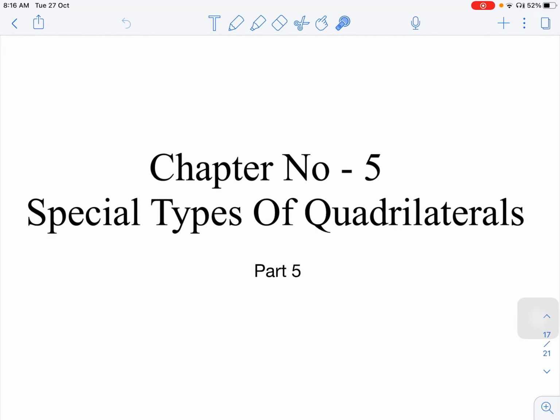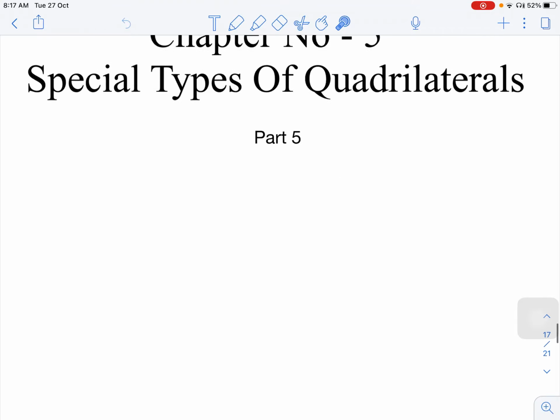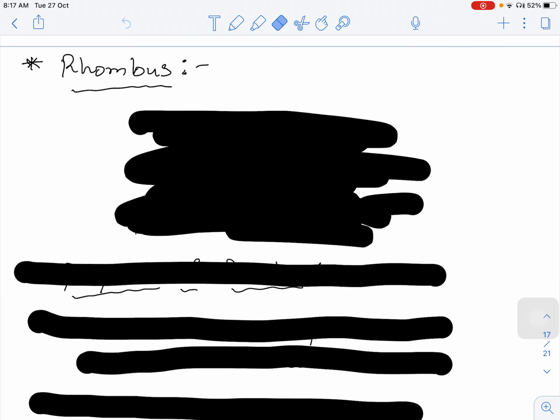Hello students. Today we are going to start our next topic, that is chapter number 5, special types of quadrilaterals. Okay. So, yesterday, in the previous period, we have seen some special types of parallelograms. In that we have learned about a rectangle. Now in this chapter we are going to learn about the next type of parallelogram, that is a rhombus. Okay. So let us start.